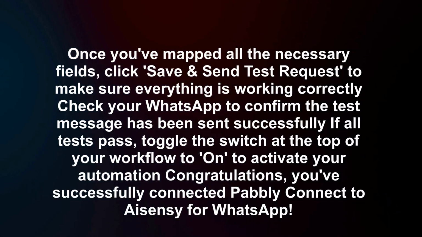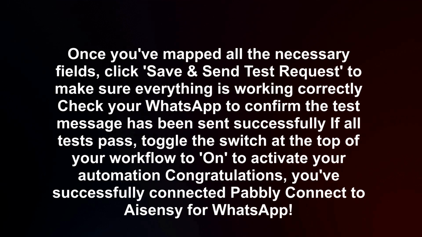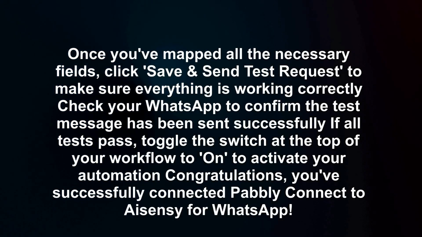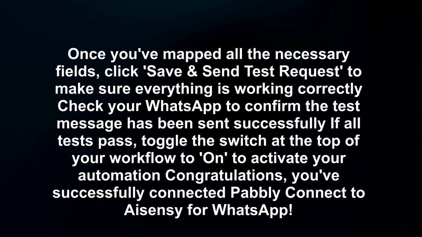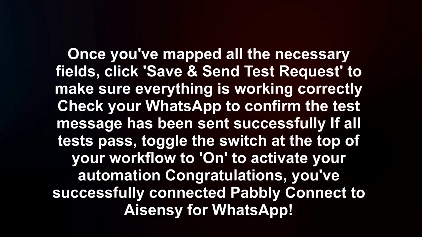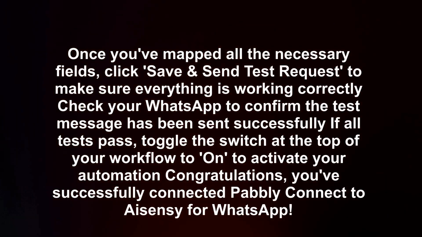Once you've mapped all the necessary fields, click Save and Send Test Request to make sure everything is working correctly. Check your WhatsApp to confirm the test message has been sent successfully. If all tests pass, toggle the switch at the top of your workflow to on to activate your automation. Congratulations, you've successfully connected Pabbly Connect to Aisensy for WhatsApp.